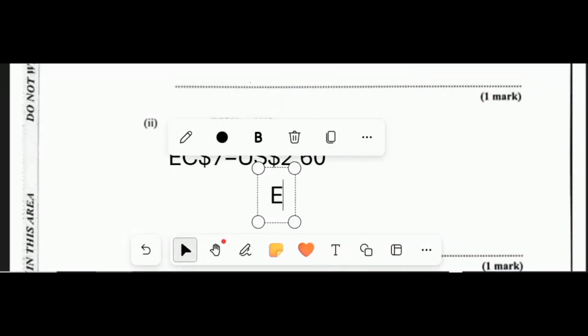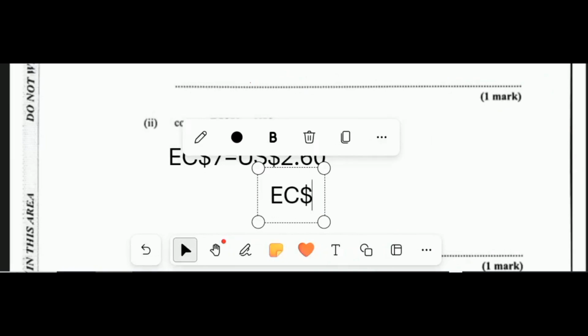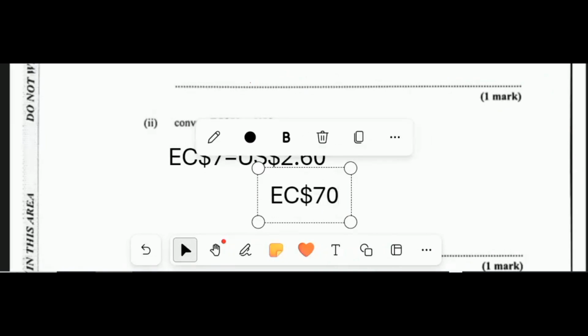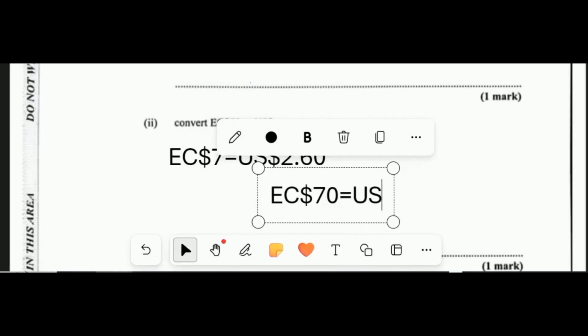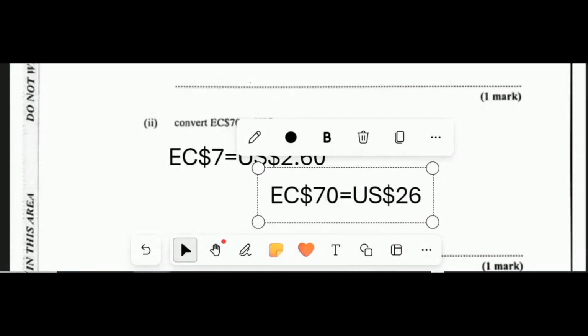Therefore, EC $70 is equal to US, multiply $2.60 by 10, which is equal to US $26.